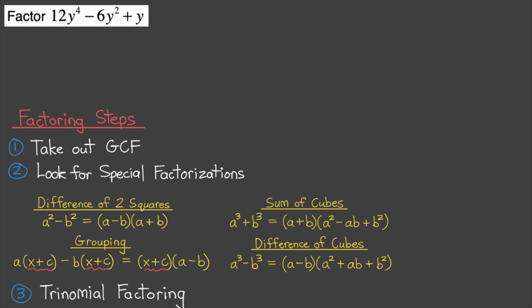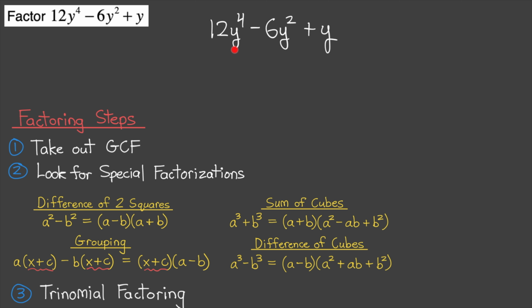Taking a look at each term here, there's three terms. Do they have a common factor that we can take out? Well, looking at the coefficients, we have a 12, a 6, and we have a 1. Because there's a 1 here, that limits what we can take out as far as numbers go. So we can't take out a common factor as far as a number goes.